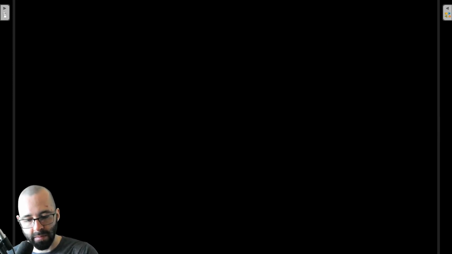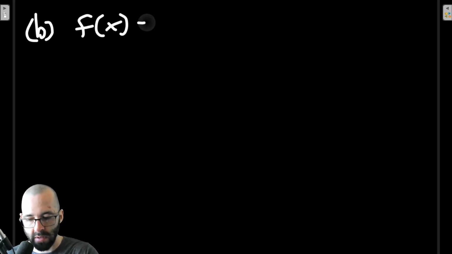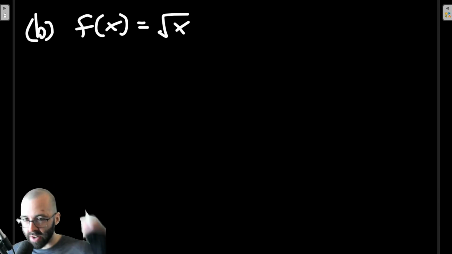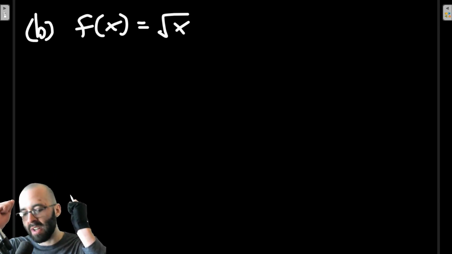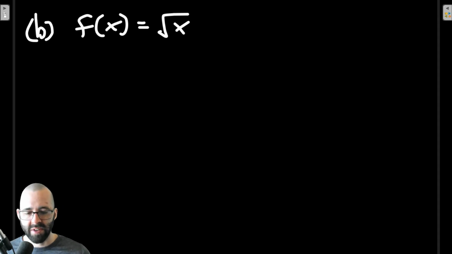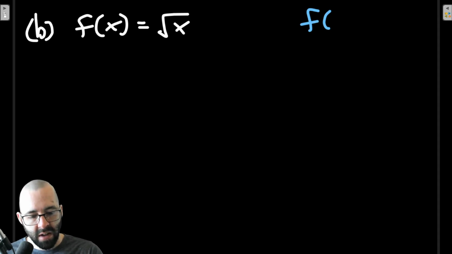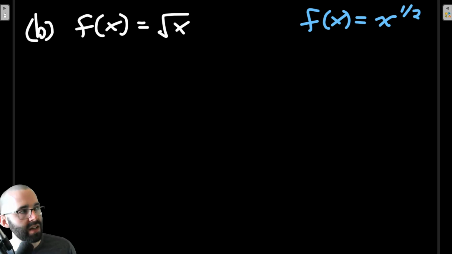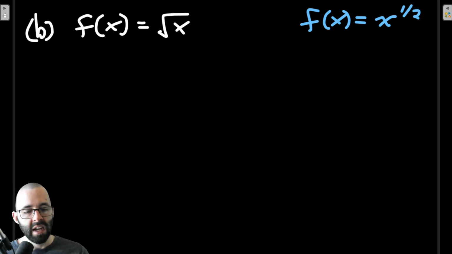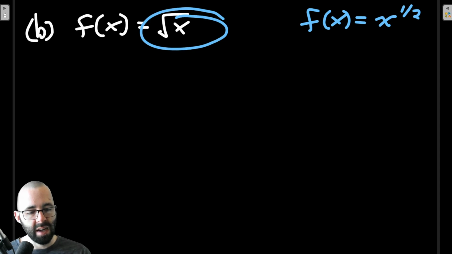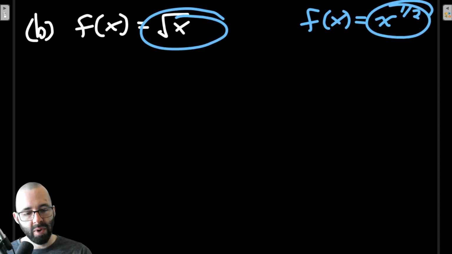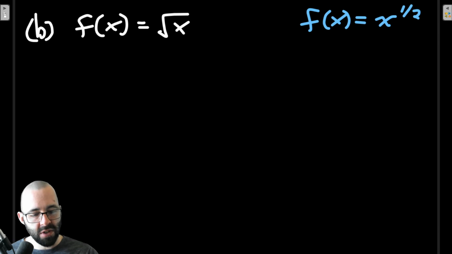Part B. Find the derivative of this function. So again, put on your good math student hat and say, I already know the derivative of this function, right? This function can be rewritten, the radical can be rewritten as a rational exponent. The square root is the same as an exponent of 1/2. And then we could just use the power rule.